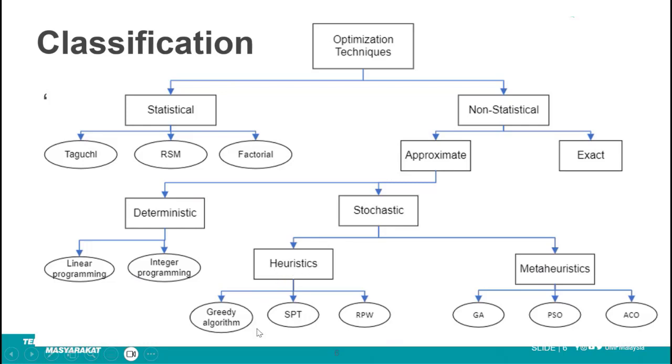For the examples of heuristics, there are a lot of heuristic approaches. Some of the examples are greedy algorithm, SPT for shortest processing time in scheduling problems, and RPW, which is rank positional weight, used for production line balancing. Then under metaheuristics, we have a lot of algorithms such as genetic algorithm, particle swarm optimization, and ant colony optimization. So these are the metaheuristics category.